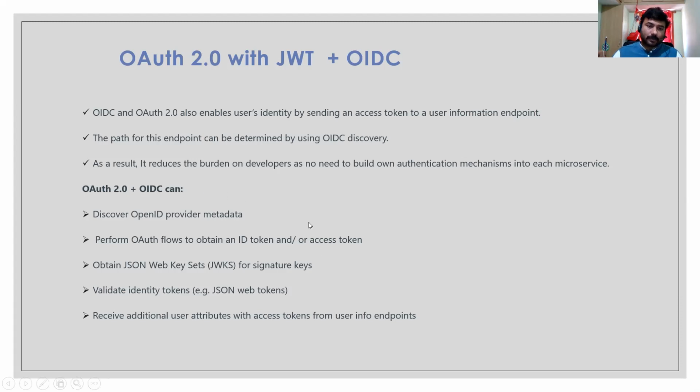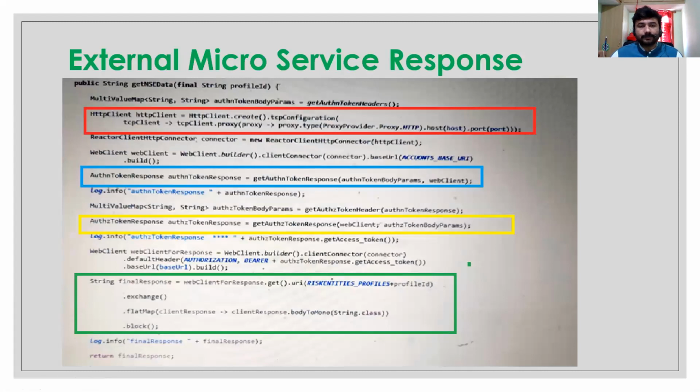Okay, and these are the steps of how it does the check inside. It will discover the OpenID provider metadata and perform auth flows to obtain the ID token. So whenever the client sends the ID token headers, it will first verify that the headers are correct, then it will give the ID token. Then the second time, it will expect the JSON Web Key Set, that is, the signature keys. And whenever the authentication and authorization server receives the signature keys, it will validate the token and send the access token to the user.